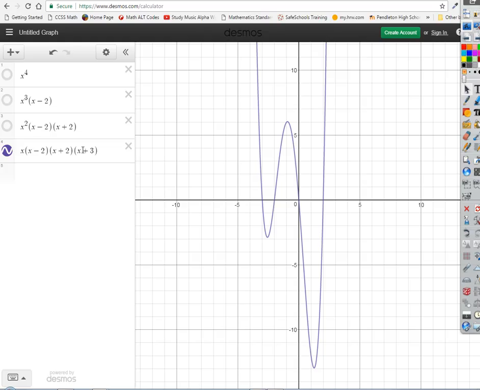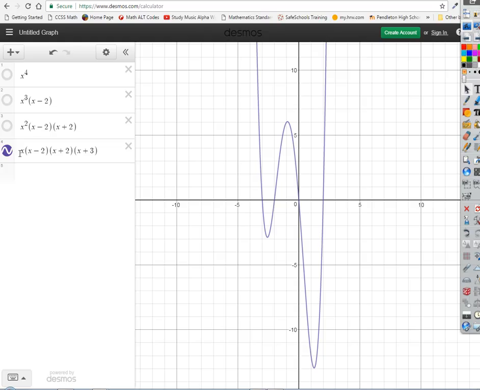What are the x-intercepts? -3, -2, 2, and 0. Makes sense, right? That's what we would have said a month and a half ago. Are they tangent to or crossing? They all cross this time, right? Every one of them crosses. None of them are tangent to, okay?